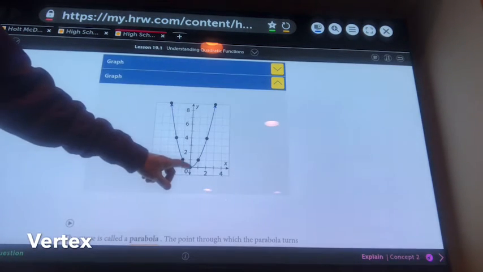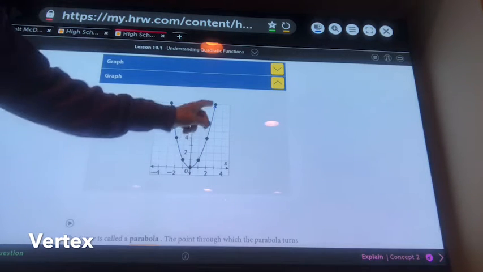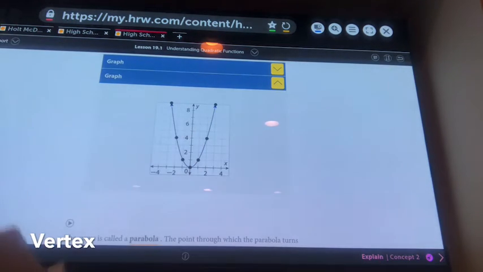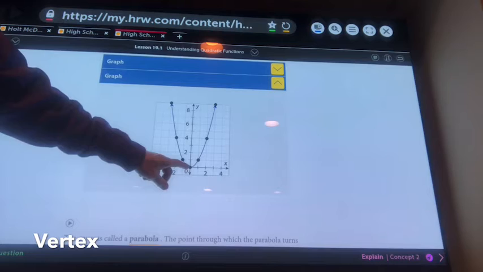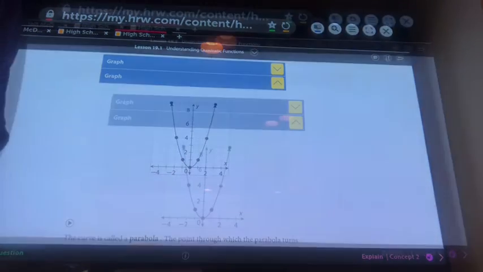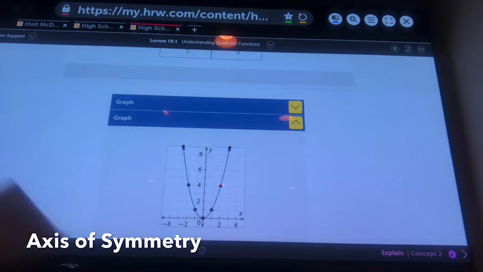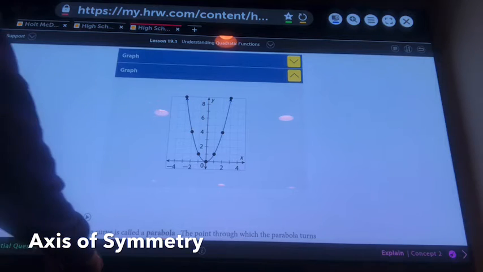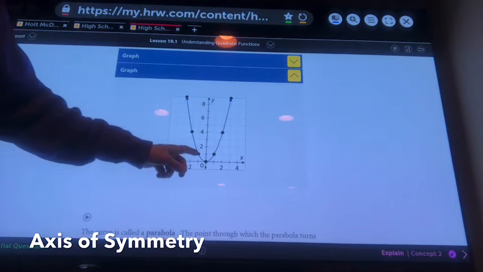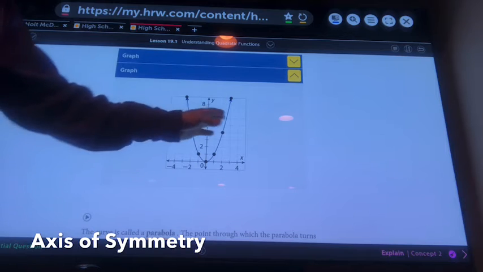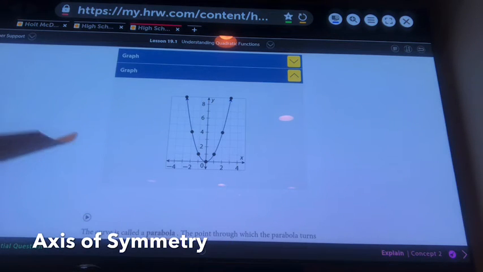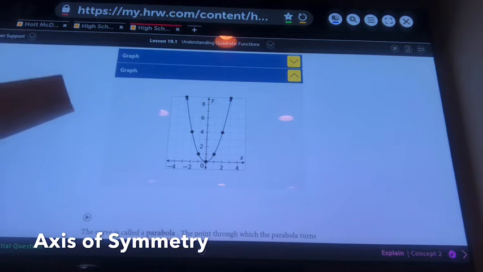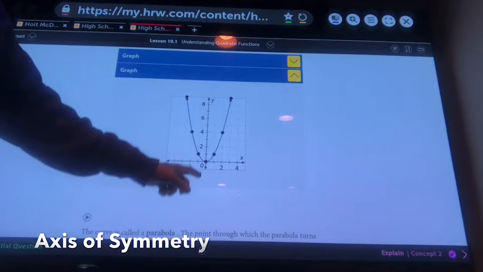The point that is at the lowest spot of the parabola, where the parabola starts to turn, that point is called the vertex. And in this case, the vertex is at the origin, at the point 0, 0. Now, as you can see, there's a line here that separates this parabola into two equal or symmetrical parts, and that line in this case is the y-axis, and that's called the axis of symmetry. Like I said, in this case, it's represented by the y-axis.